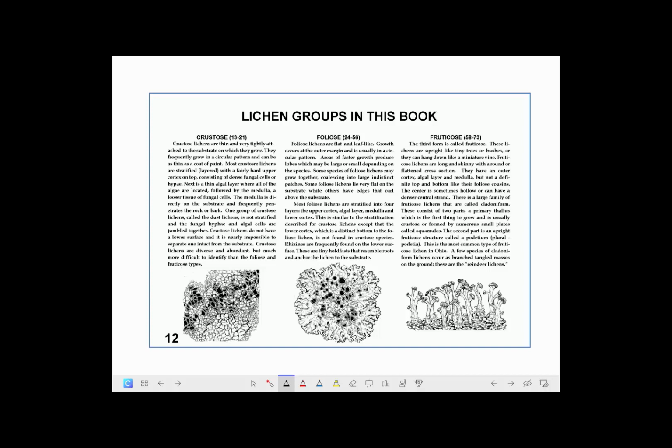So, there is a book that organizes lichens by their growth forms. The growth forms of lichens are 3 principal types: crusty, leafy, and shrubby. Crustose lichens are tightly adherent to the substrate, and you can't remove them without chipping away some of the substrate with a chisel or a knife.